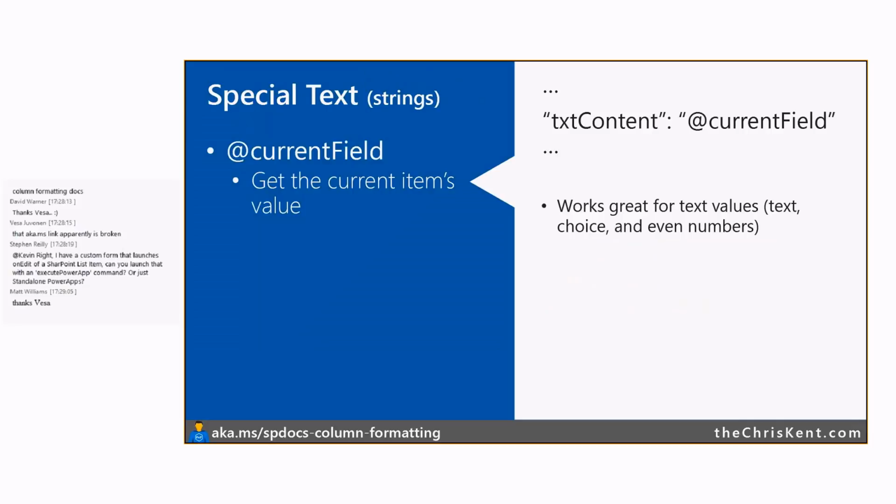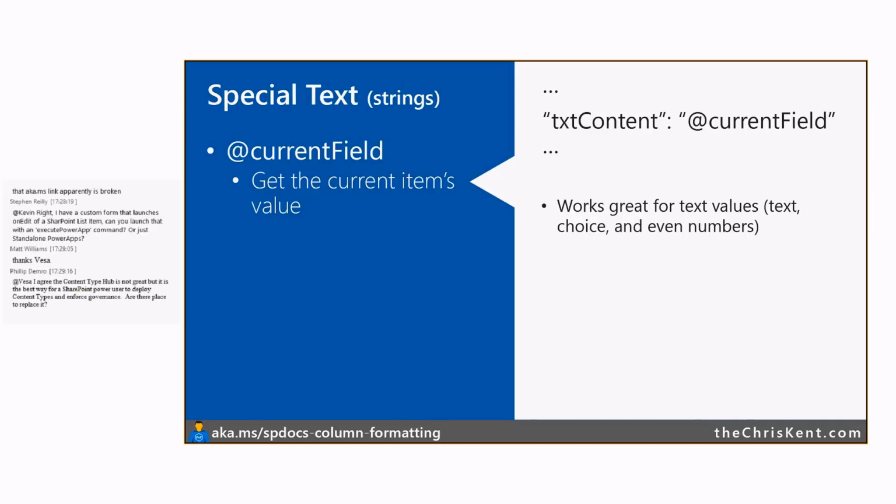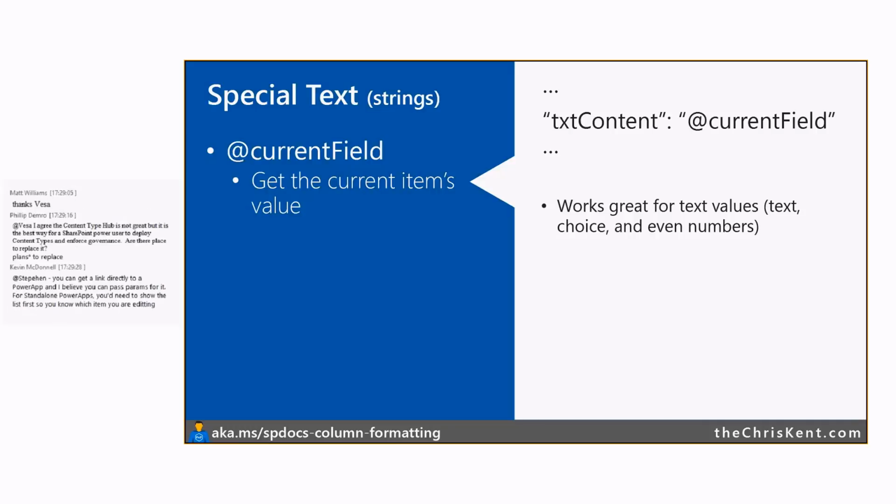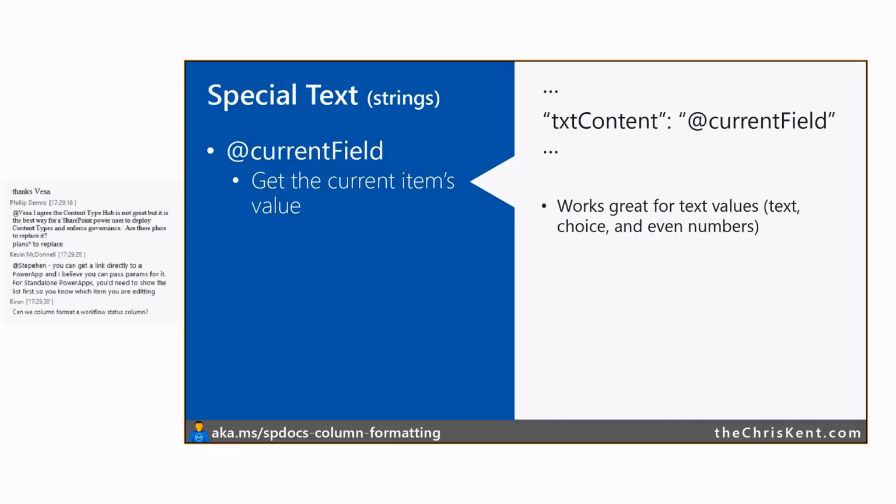So how do you do all that? Right, so that's where this kind of special text or magic strings or whatever you want to call it come in. The first one is this @current field. Whenever you type that, it's going to take the actual value, whether that's text or number or choice or any of those kinds of things, and just put it right in there, however you want to use it, right?